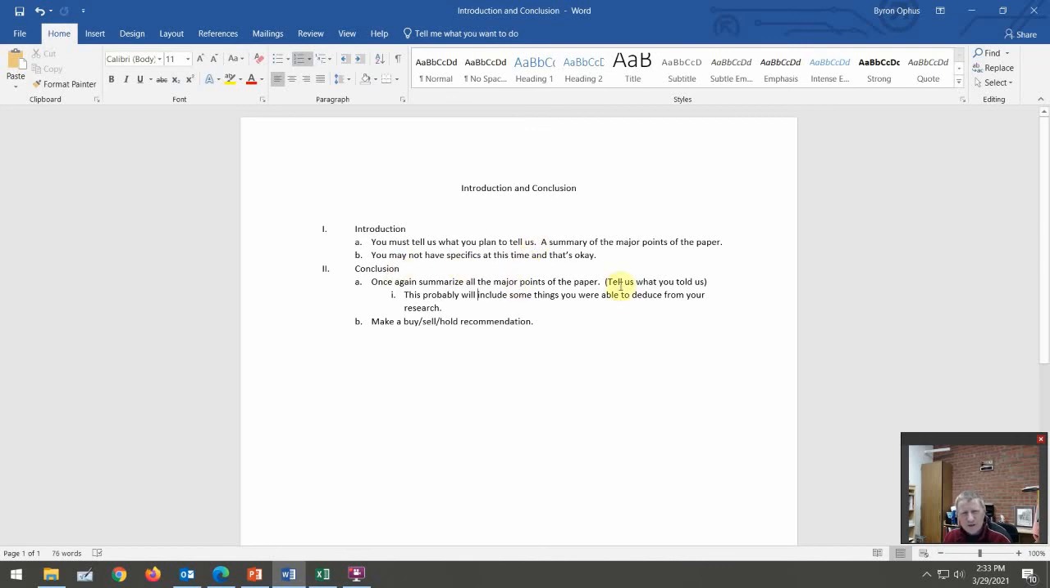The conclusion, then, once again, you summarize all the major points of the paper. Tell us what you told us. Okay, this paper told you about the history, the strategy, the industry that the company competes in. In addition, there was a detailed financial analysis, and that led me to the conclusion that you should buy, sell, or possibly just hold this particular company, right? And again, in the conclusion, when you ultimately get there, you're going to make a few points that are the key points, maybe, that lead to your decision. At this point, if you don't have those, that's probably okay, right?